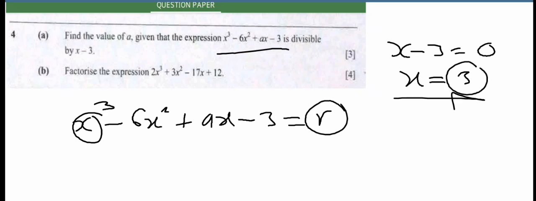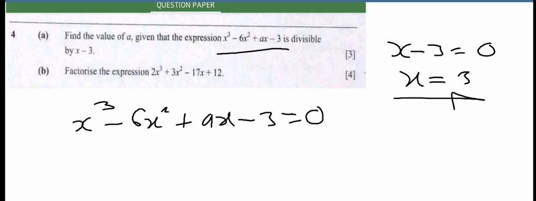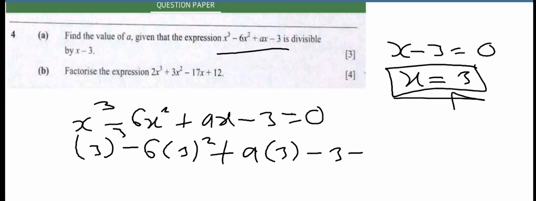So if here we have r, which is the remainder, once we get 3, we plug it in everywhere we have x. We are going to find that the remainder is 0, so where we have r, we can put 0. Now this question is asking us to find the value of a. Since we know the value of x is positive 3, where we have x, we put positive 3, being equal to 0, which is the remainder.